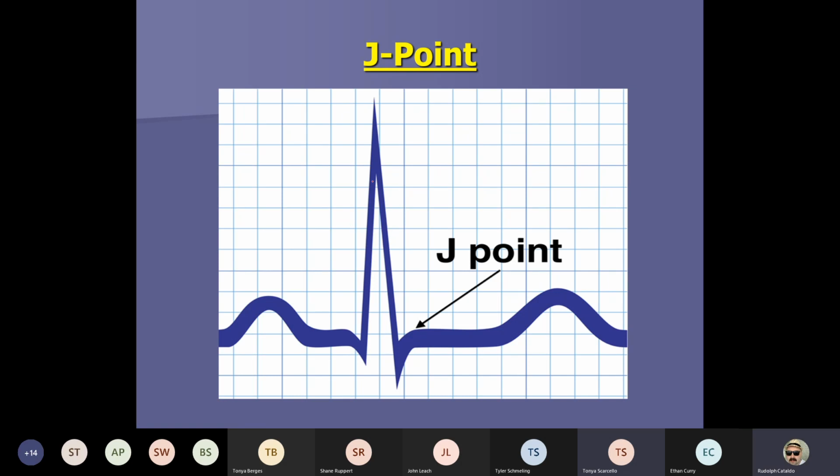Another example, where I start to come back to baseline is my J point. This is my ST segment. When I am measuring elevation, I am comparing this to the period either here or after my T wave. I want to know if it is elevated above that normal line. So please remember J point.